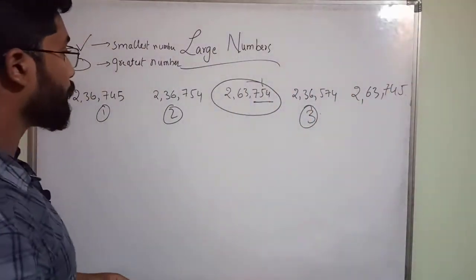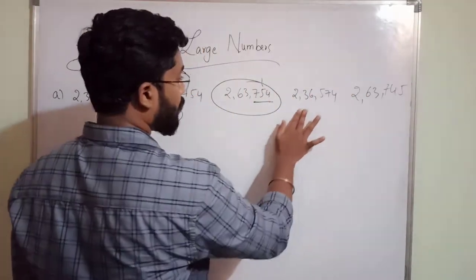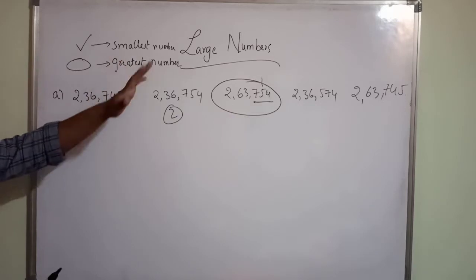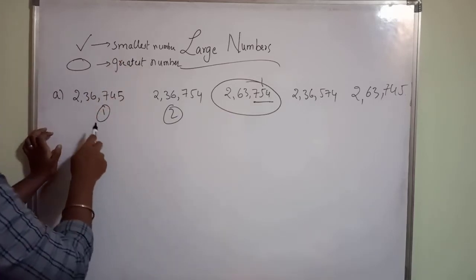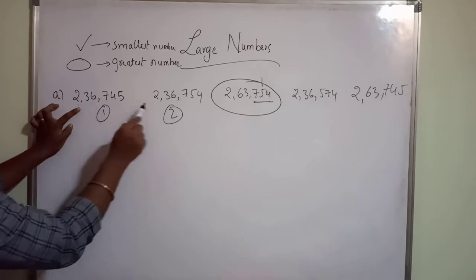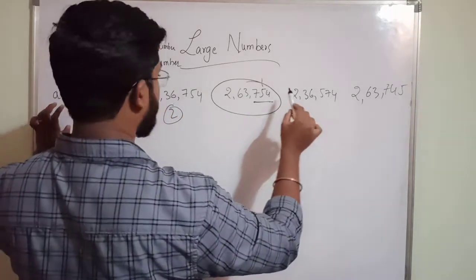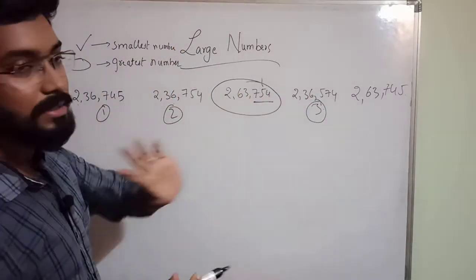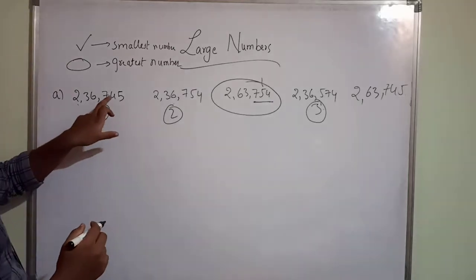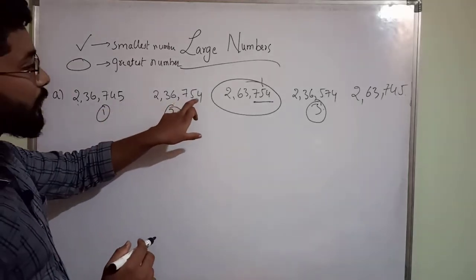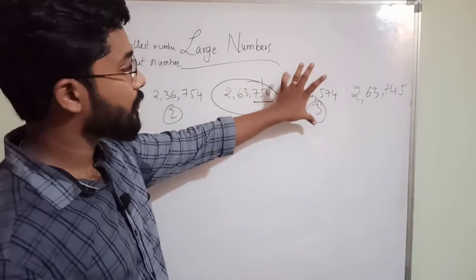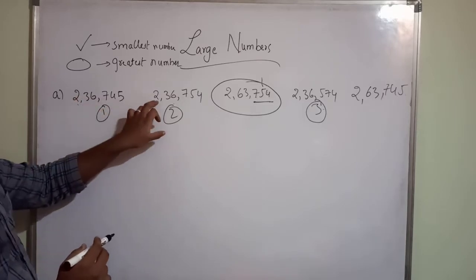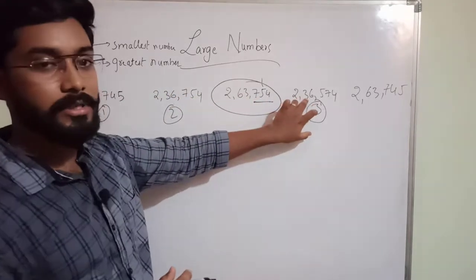Next one. What is the lesser number? We got the greatest number. What is the less number? I mean smallest number. Smallest number is 2,36,000, 2,36,000. Among these three, what is the least number? Least number is among 745, 754, 574. This number is least because these two are same. 2,36,000, 2,36,000, 2,36,000. No difference.